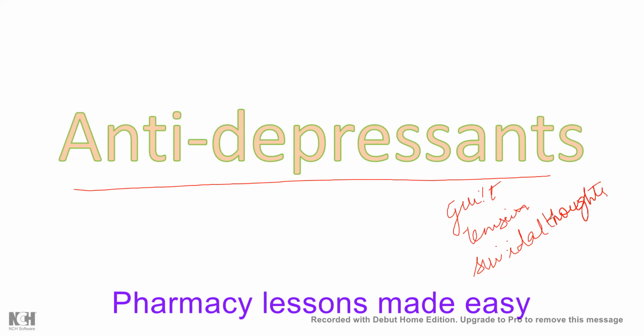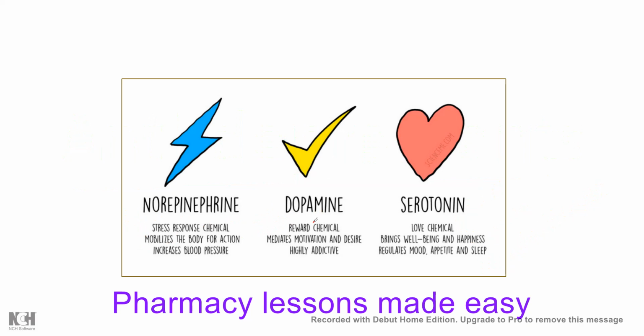Okay, so if we talk about the biochemistry of depression, the two main neurotransmitters which are responsible for depression are noradrenaline and serotonin. So these are the neurotransmitters. The main neurotransmitters are dopamine, noradrenaline, and serotonin.